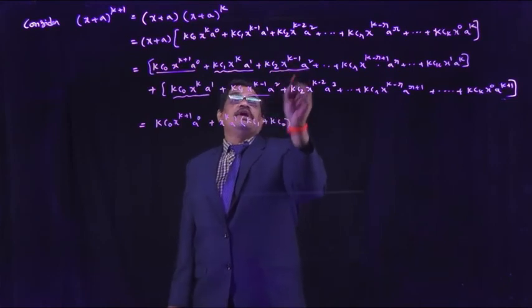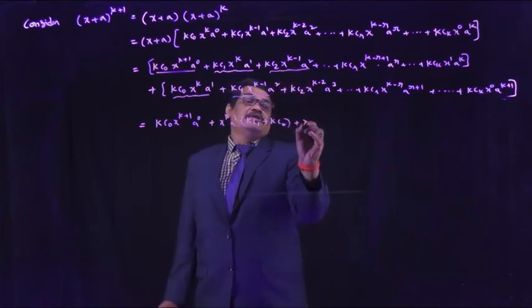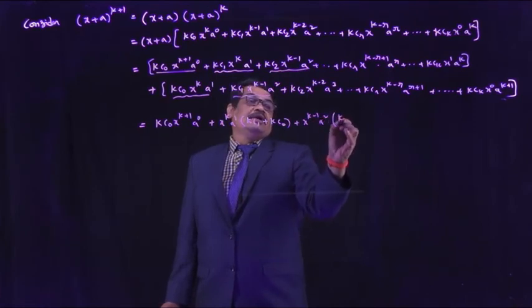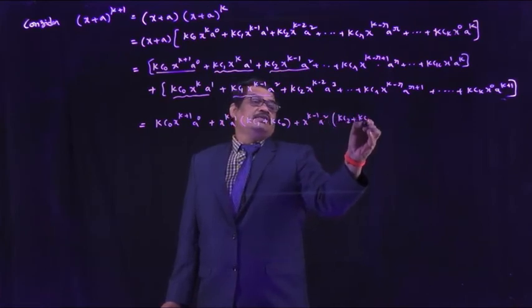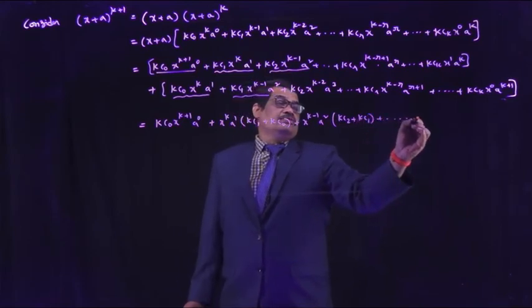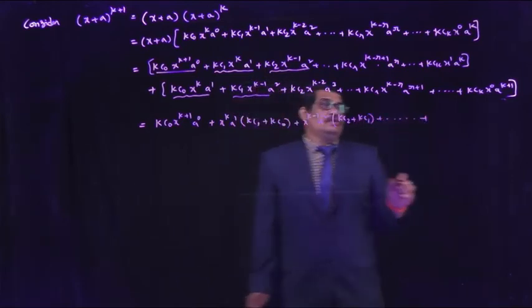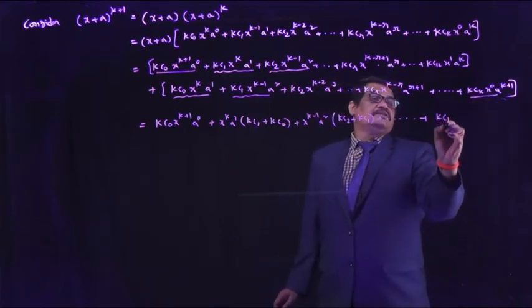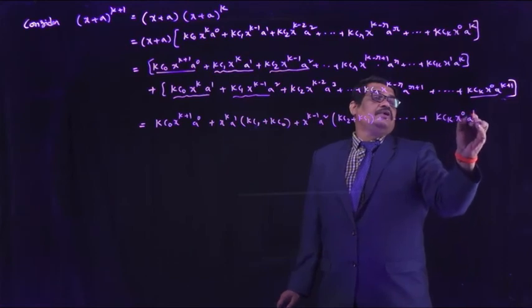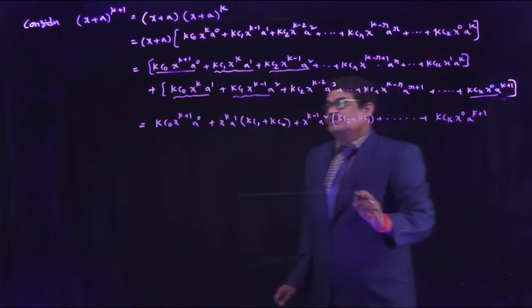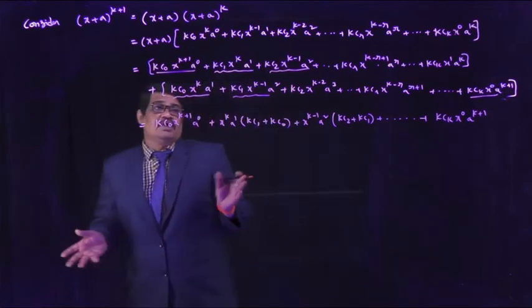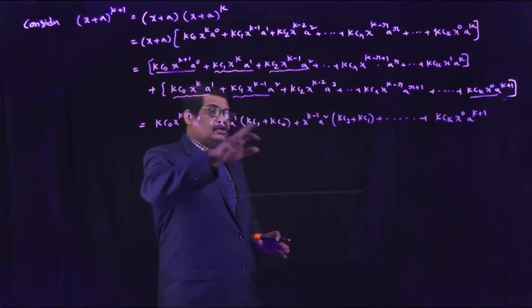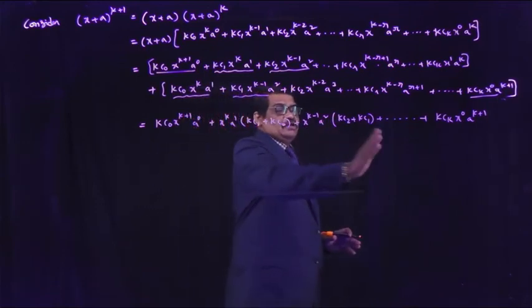In these two terms, x power k minus 1 a square is common, so we are getting kc 2 plus kc 1. Like this we take the common terms. In the last one we write it as it is, that is kc k x power 0 into a power k plus 1. So in the middle of the first and last terms, we have the common terms x power k a power 1, x power k minus 1 a square and so on.